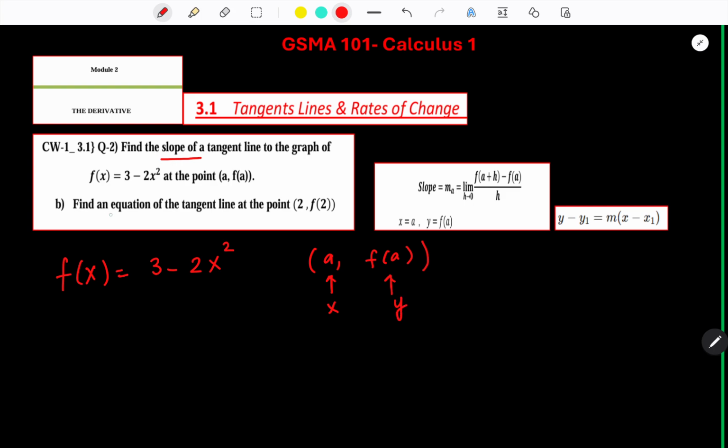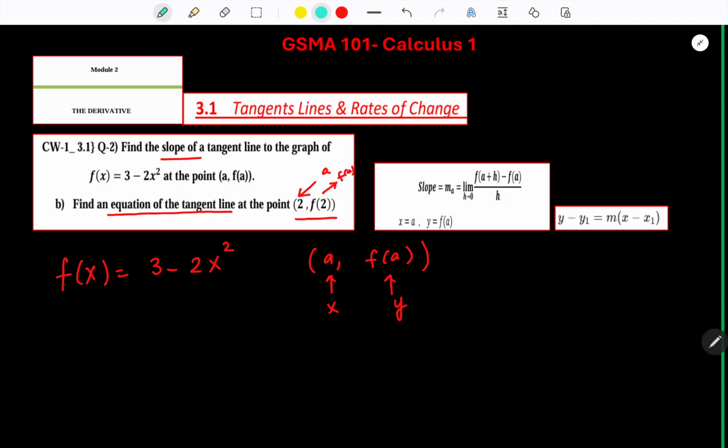And what is the second question? Find the equation of tangent line at the point 2 comma f of 2. It means your a is how much? 2, and f of a is what? F of 2, right? So there are two questions in this. First one is what? Find the slope. What is the second one? Find the equation of tangent line.